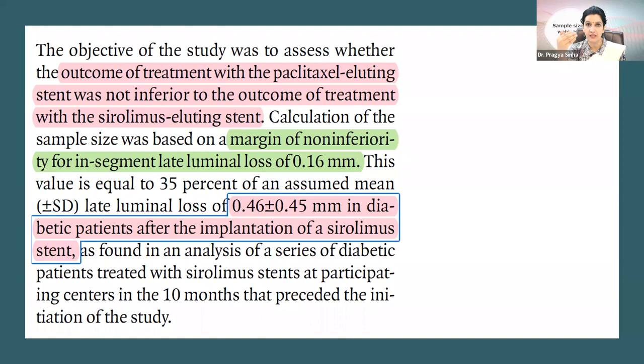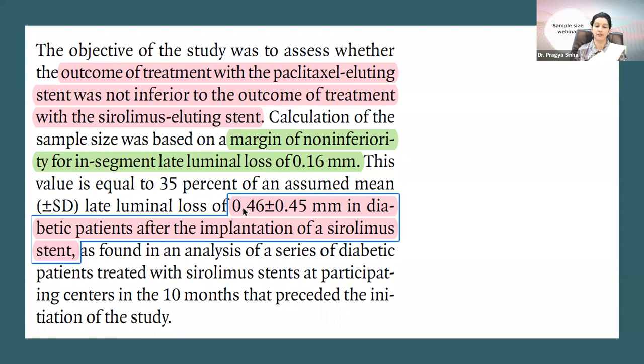So the author has set the non-inferiority margin as 0.16 millimeter. You can see here that the calculation of the sample size was based on a non-inferiority margin for in-segment late luminal loss of 0.16 millimeter. This value is equal to 35% of the assumed mean and standard deviation of late luminal loss of 0.46 plus or minus 0.45 millimeter. So what is this 0.46?